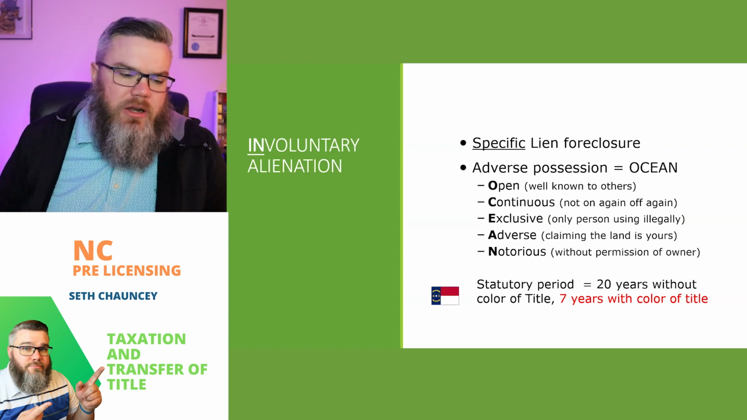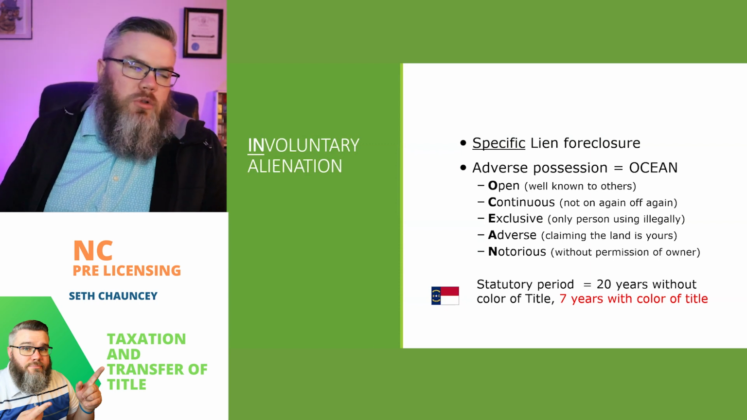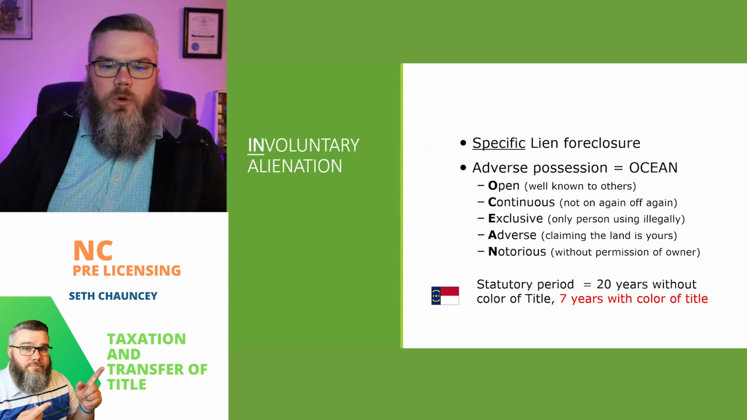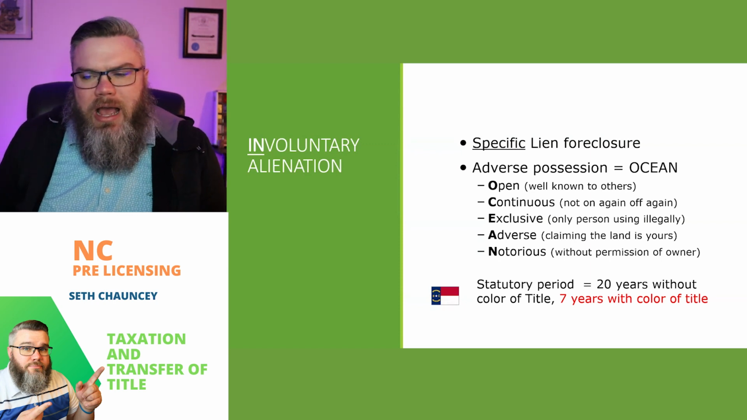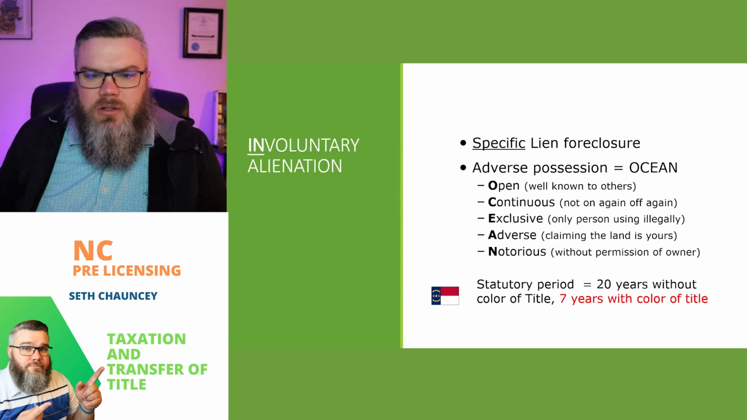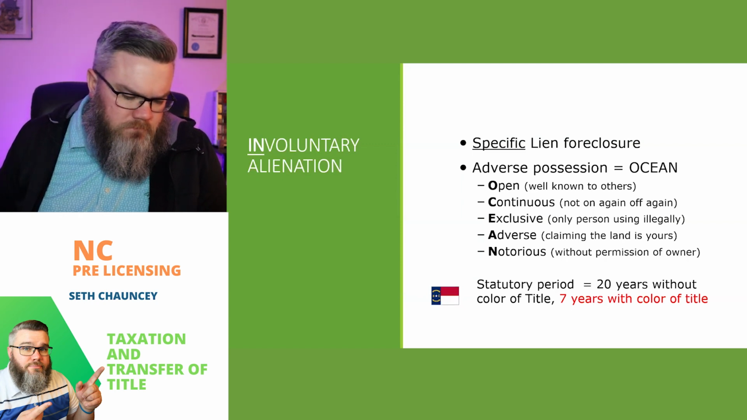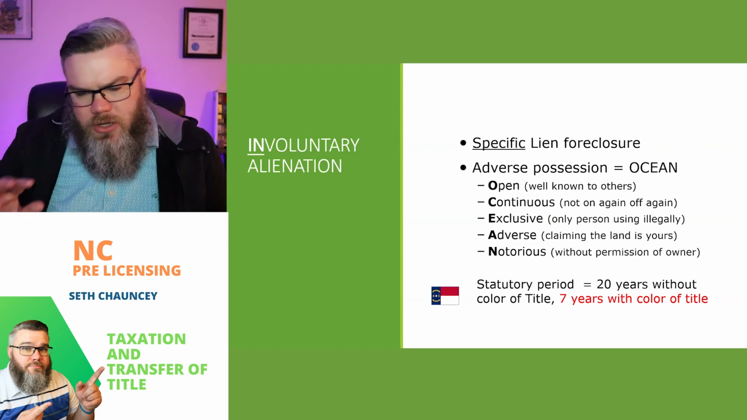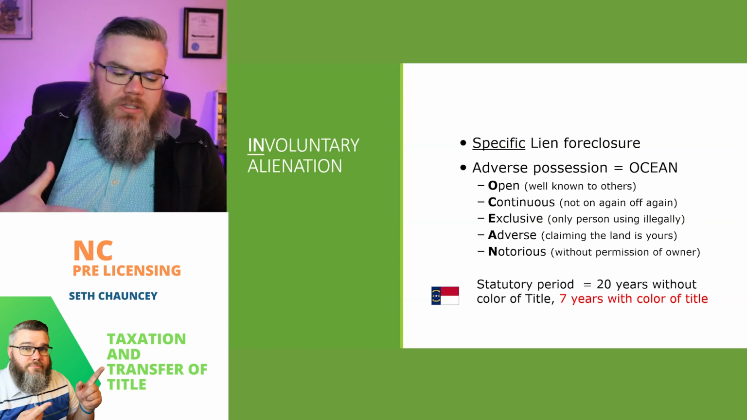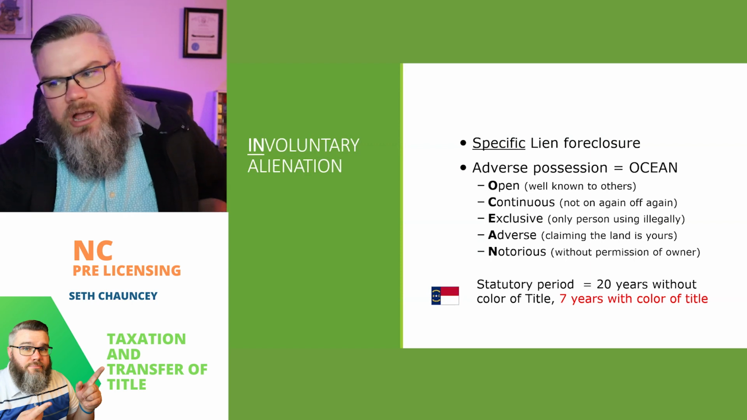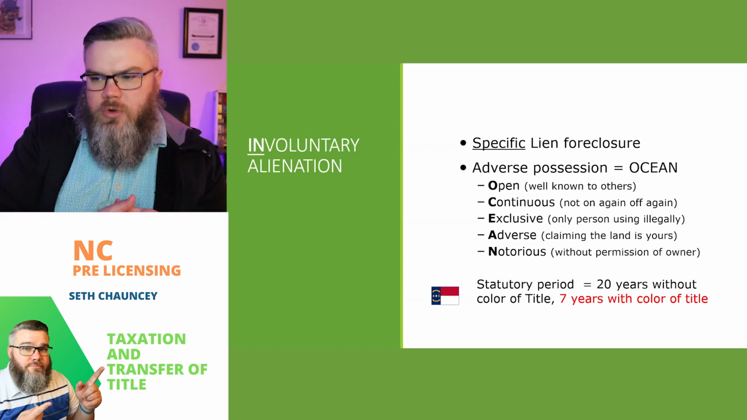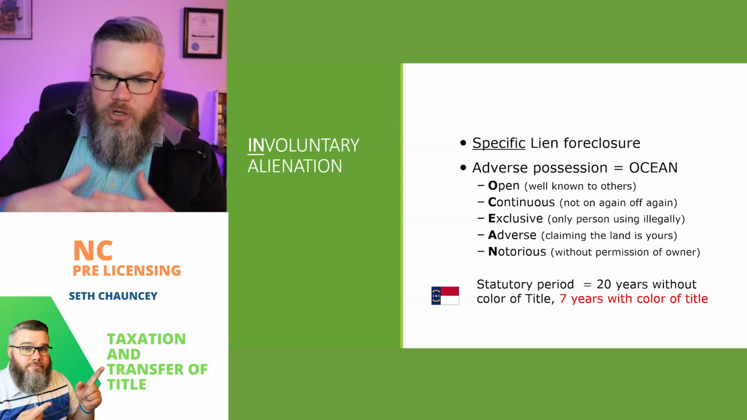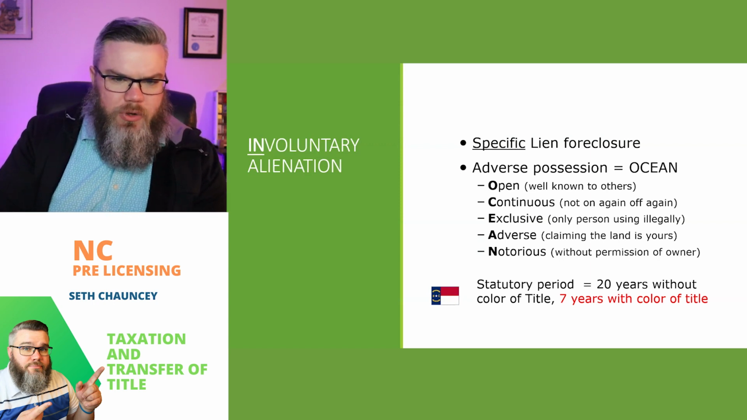Now, some testing providers or some resources that you will look at maybe will use the term high OCEAN. High, HI added to it, is just hostile and, what can I think of what the I is? It's basically the same thing. Notorious and hostile. It's redundant to say high OCEAN, in my opinion, because you got everything you need right there. Open means it's not hidden. Continuous means you haven't stopped doing it for this period of time. Exclusive means you're the only one doing it. Adverse means adverse to the ownership. You know it's not yours. And notorious means you're doing it without permission.